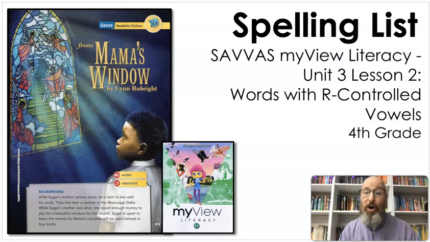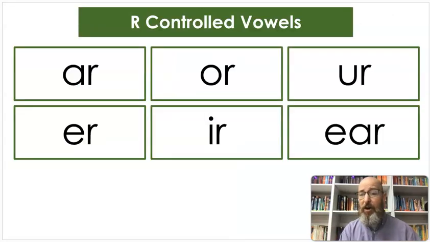This week we are on SAVVAS MyView Literacy Unit 3, Lesson 2, and our story is From Mama's Window. And when it says From Mama's Window, that means it's really an excerpt, or just part of the story. Our skill this week is words with R-controlled vowels. We've done R-controlled vowels in the past. If your class has been using our videos, we did them in second grade, we've done them in third grade, and we're going to do them again this year in fourth grade because we want to make sure they stick.